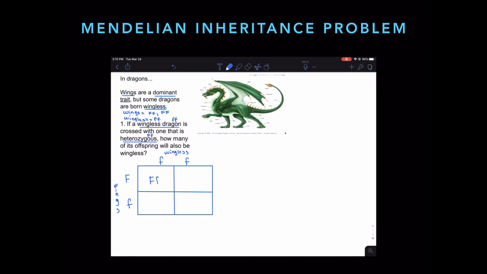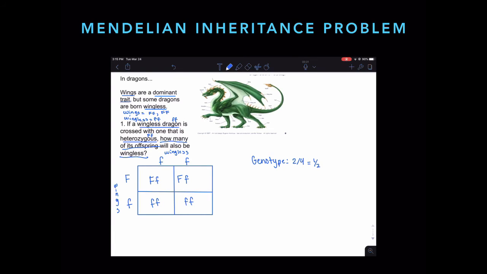Now I'm ready to start crossing. First we have one heterozygous, another heterozygous, a recessive, and another recessive. So how many of its offspring will be wingless? To do this, I'm going to write the genotype and phenotype ratios to figure out the answer to this question. It asks how many of the offspring will be wingless, so it's looking for 2 recessive ffs.